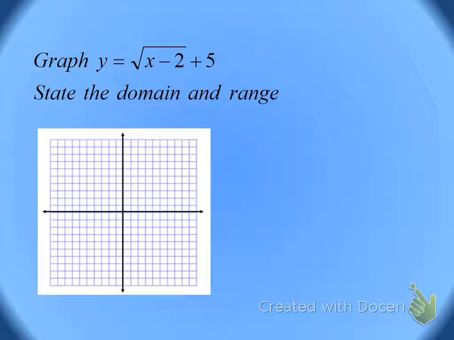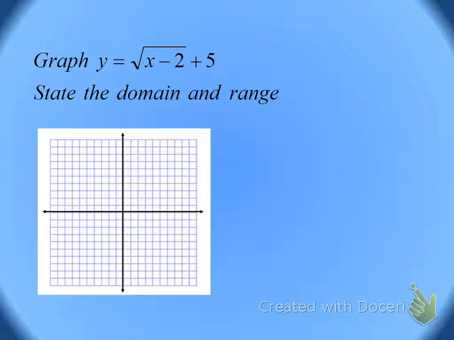All right, so graph y equals the square root of x minus 2, plus 5. Take your calculator. Yes, that's all you need to do. Go to y equals and put in the square root of x minus 2 plus 5. Now, a couple things. Number one, you need to know your calculator. We all have different versions of the TIs. You need to know which one you've got.